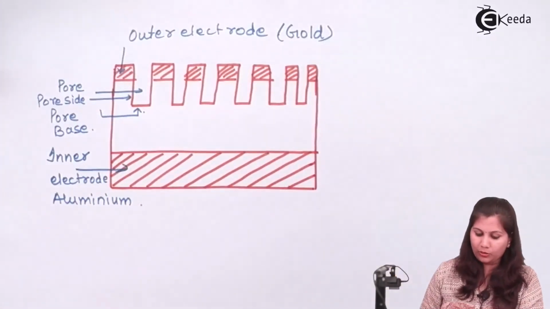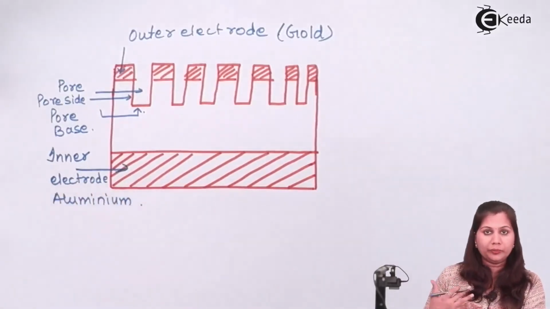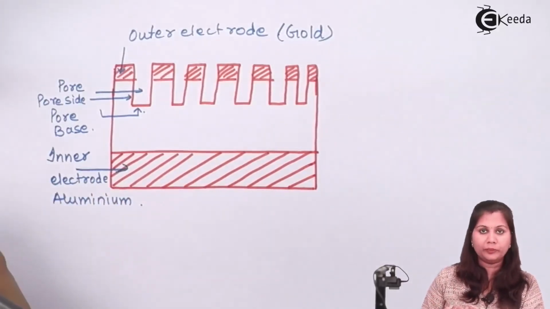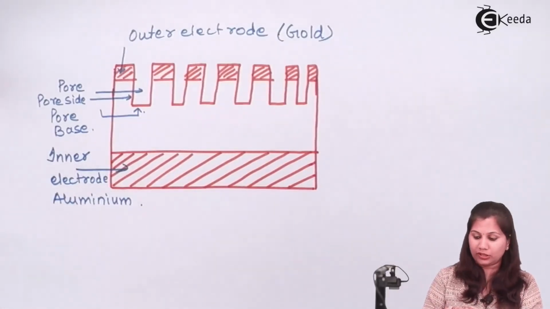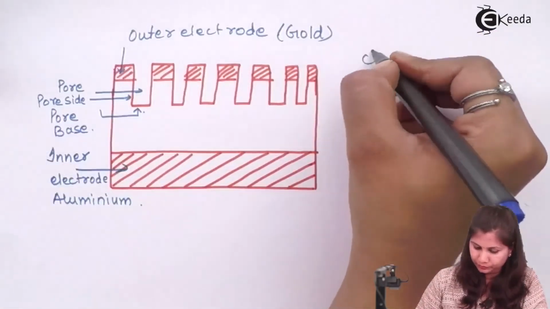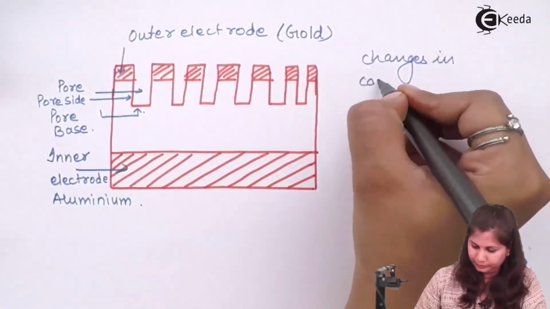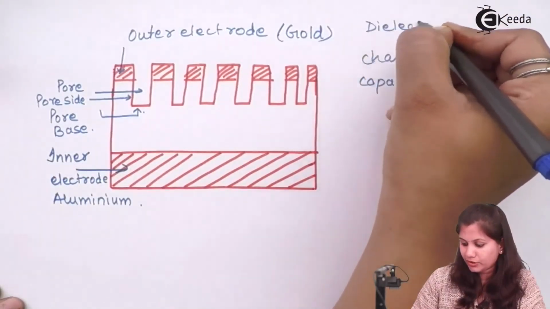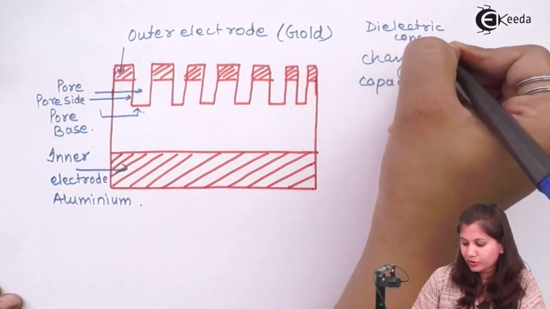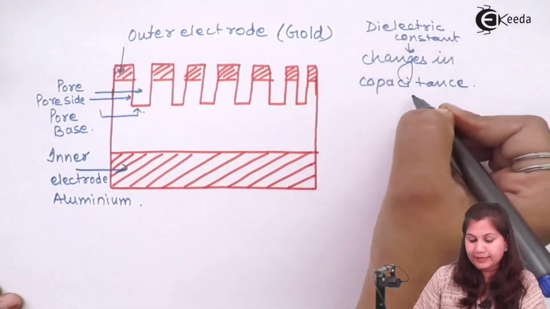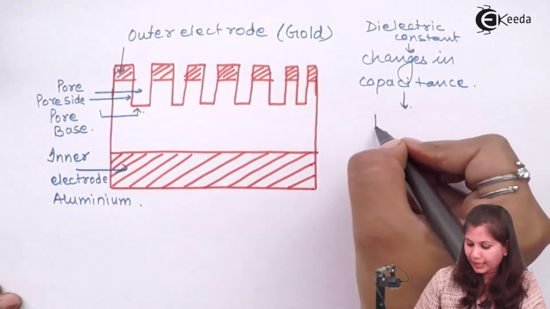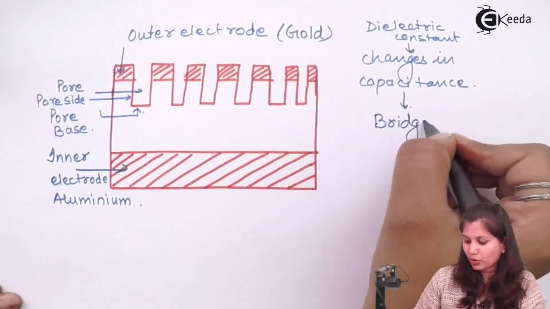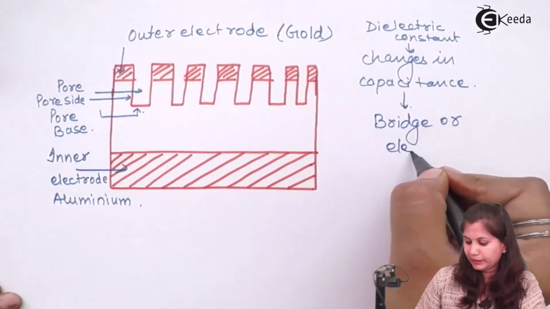Because the humidity is changing, the dielectric constant is changing, and this change in dielectric constant can be measured to measure the humidity. So first, the dielectric constant is changing. Dielectric constant causes changes in capacitance, and these changes in capacitance can be measured with the help of a bridge or some related electrical methods.